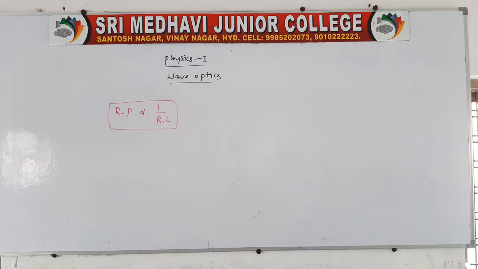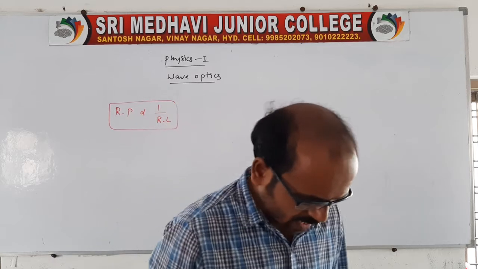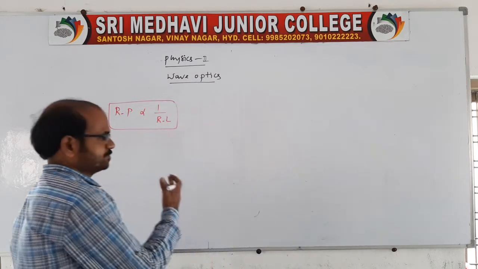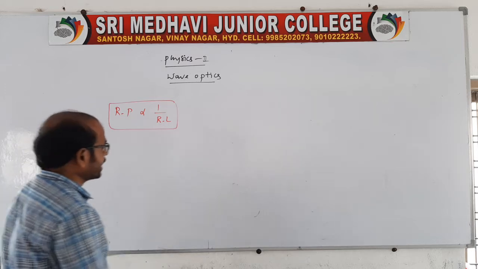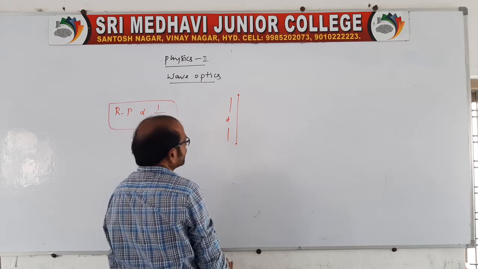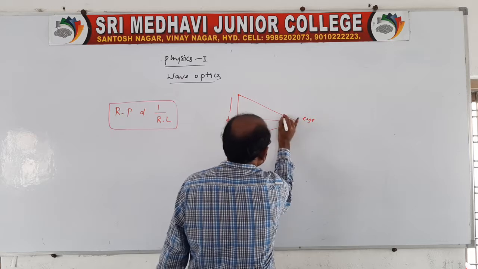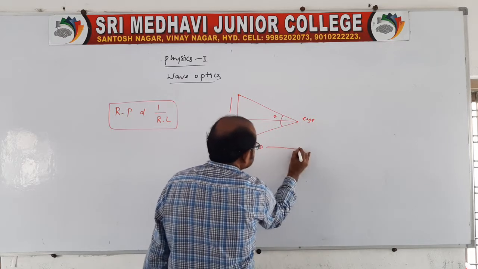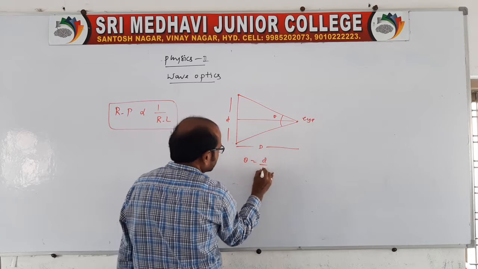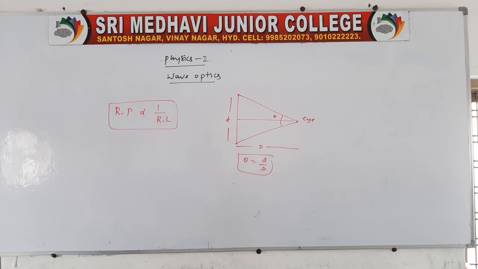Those are the optical instruments, for both of which this holds. Suppose I would like to explain with a diagram. If 2 objects are separated by a distance d, and we are seeing them with our eye, making an angle theta, and the distance between the objects and the eye is D, then theta is equal to small d by capital D. This theta is nothing but the resolving limit.